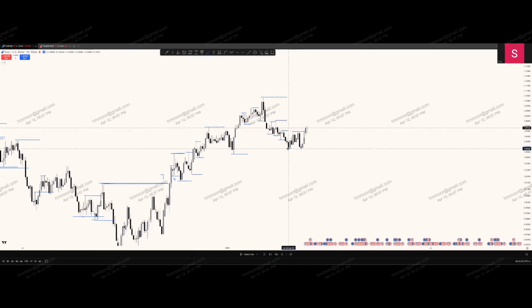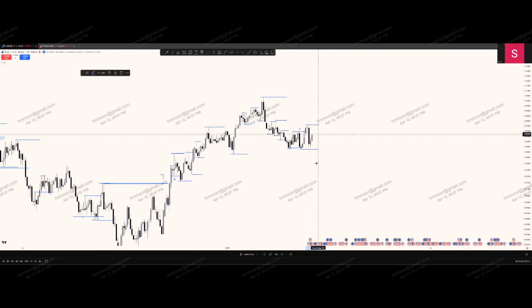We formed, last break was bearish here, so a bullish candle is a new low. Then we broke bullish, the new candle should be bearish, so this is a new high, and then a new low, and a new high. So just like this.